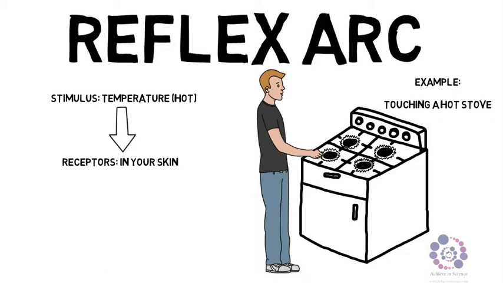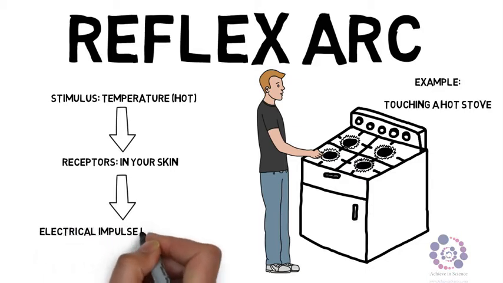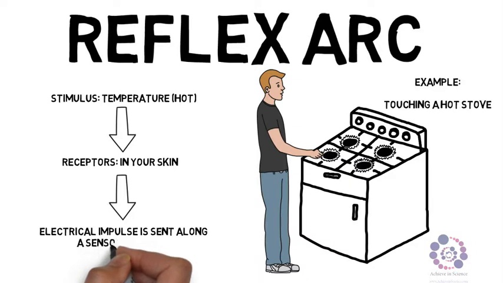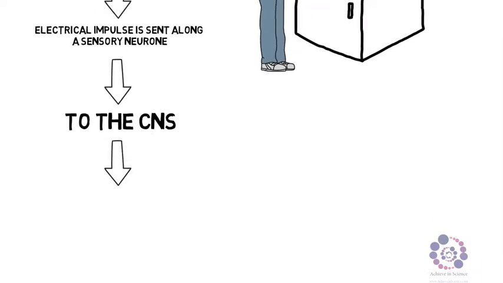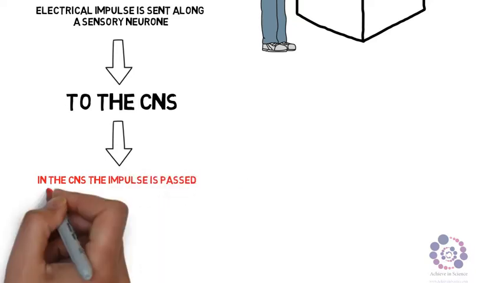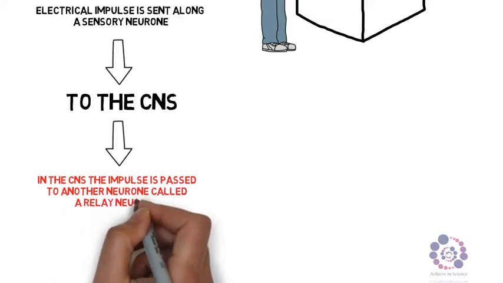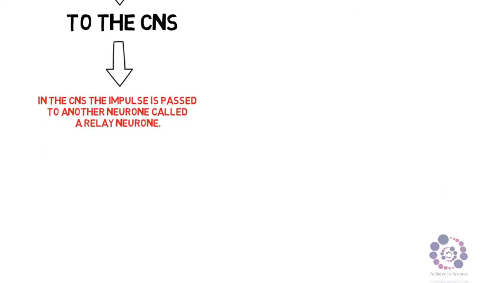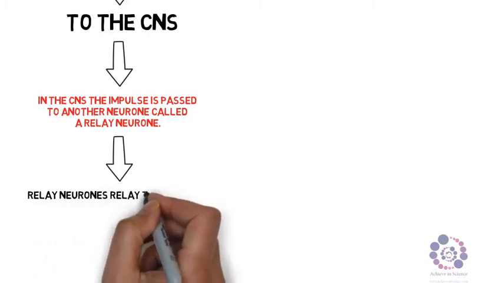These receptors will therefore then trigger an electrical impulse to be generated. This electrical impulse will be sent along a sensory neuron, and it will carry this electrical impulse, this signal, to the CNS, your central nervous system. In this case, it would be likely to be your spinal cord because it's nearer to your hand. The CNS will then produce an impulse, which will be passed along a relay neuron. This is inside your central nervous system, so inside your spinal cord. The relay neuron will then relay that information to a motor neuron.